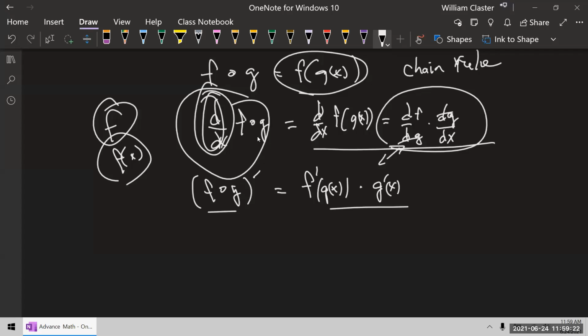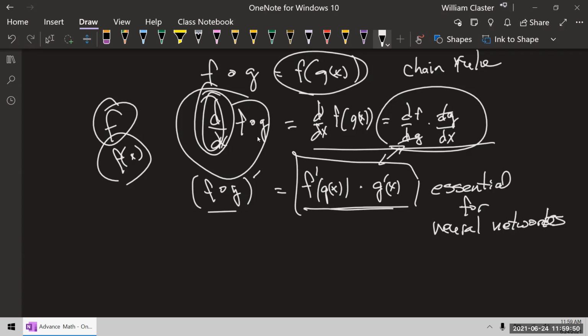Okay, so that is the chain rule. And we need this. This is essential for neural networks or for deep learning. Everything depends on this one thing, on the chain rule. The neural network is basically just the chain rule, more or less. So that's why I spent this time talking about it. So it's called the chain rule. Let's just do some examples of this.